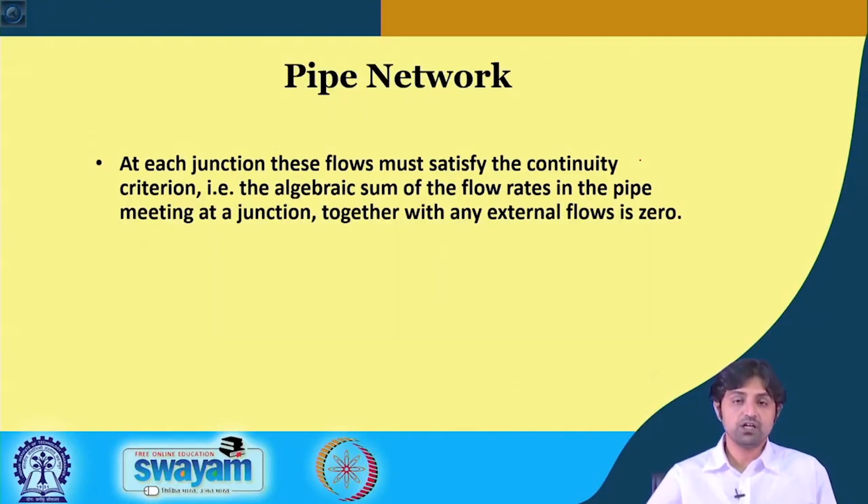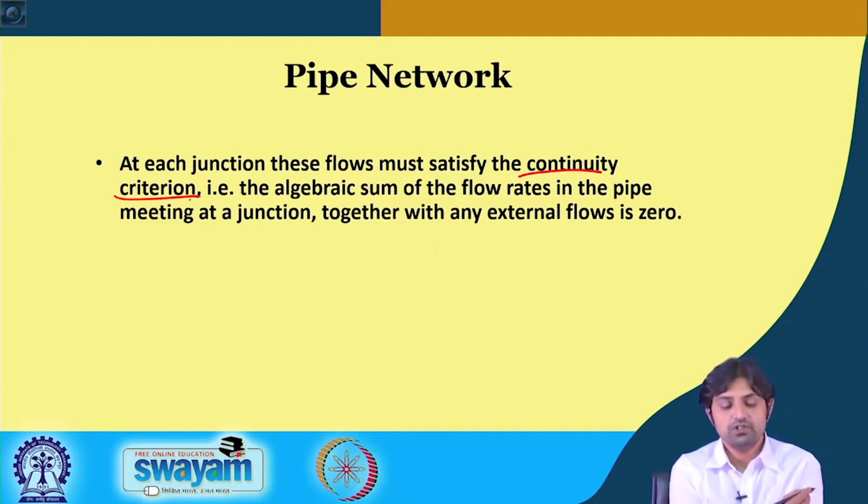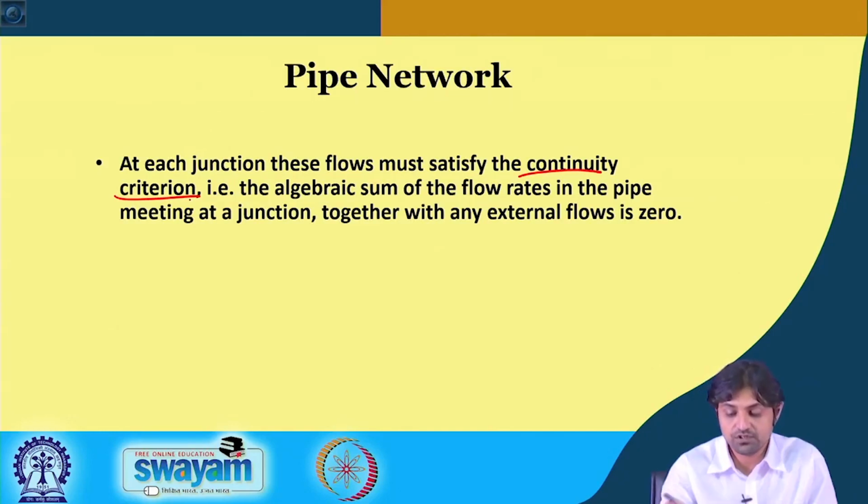So what are the important points to remember in solving pipe networks using the Hardy-Cross method? That at each junction the flow must satisfy the continuity criterion. What is this continuity criterion? The continuity criterion is that the algebraic sum of the flow rates in the pipes meeting at a junction together with any external flows is 0.